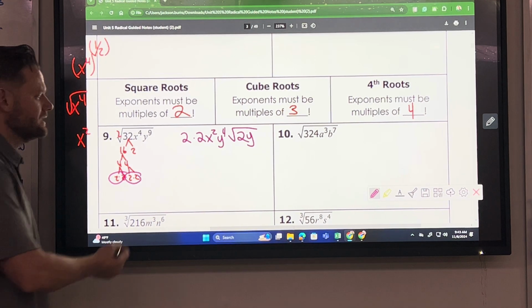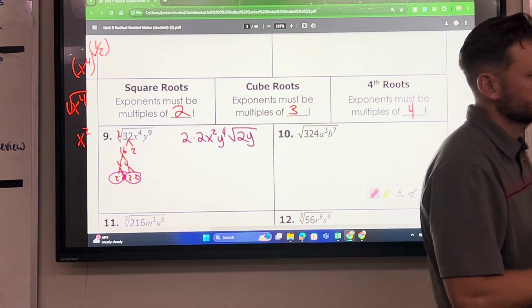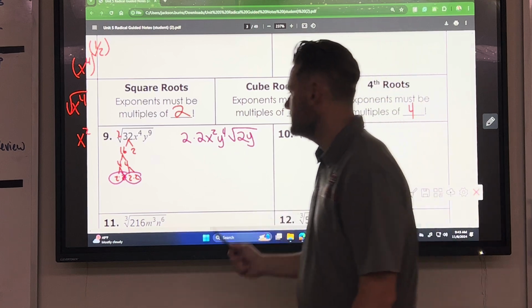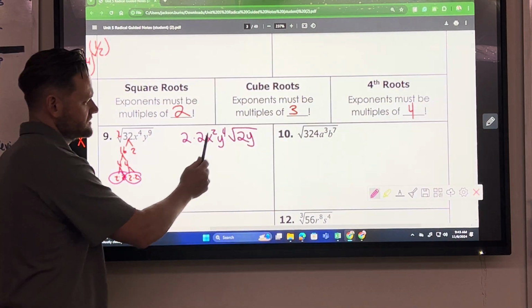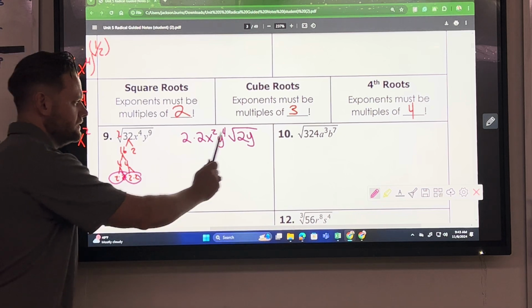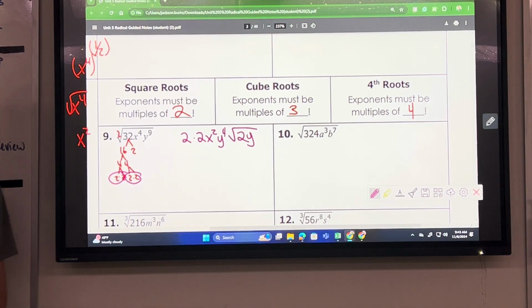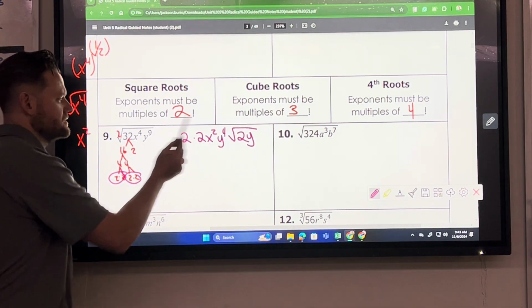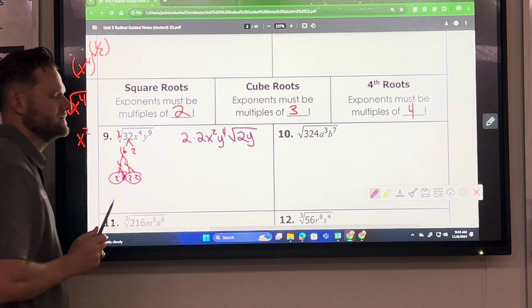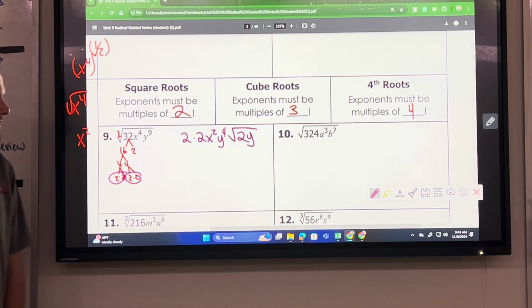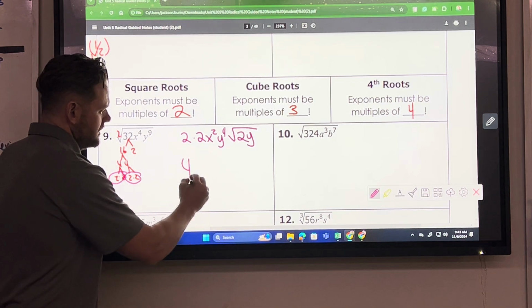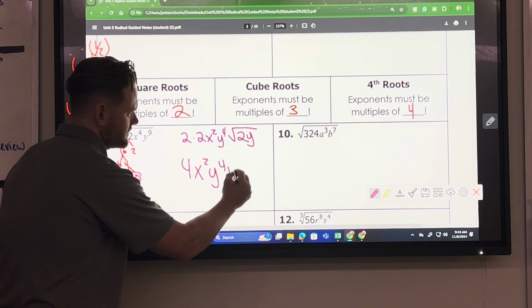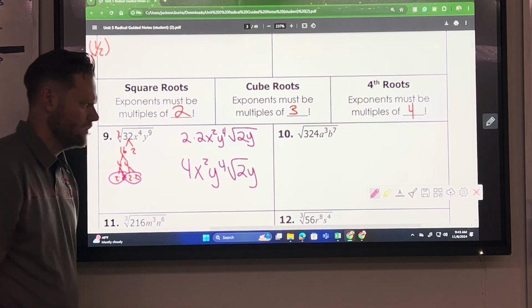One way you can always check to make sure you have the correct amount of exponents, right, is you take your exponents outside, you multiply them by your index. So here I would have x squared times 2, which is 4. No x's underneath, so I should have an x to the fourth under the radical, and I do. I have y to the fourth times 2, that's y to the 8th, plus 1 is 9. And that is what I started with underneath the radical. So the answer here, multiply your coefficients, is 4x squared, y to the fourth, square root of 2y.